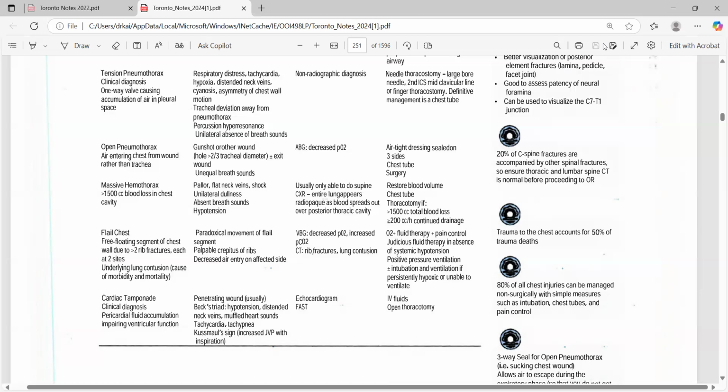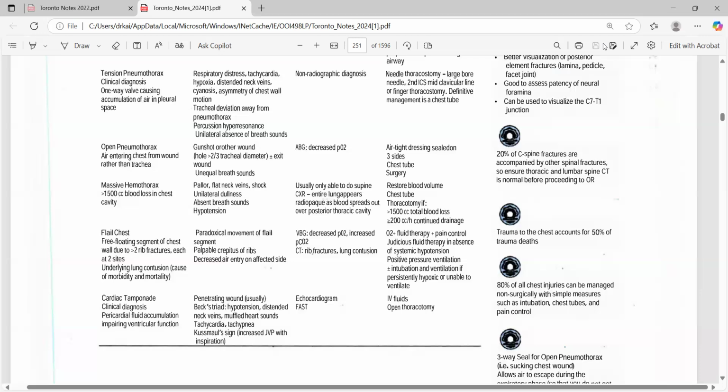Flail chest is basically a free floating segment of the chest wall due to more than 2 ribs broken. In that case, what happens is paradoxical movement of the flail chest, palpable crepitus, and decreased air entry. So what are you going to do? Venous blood gases, and at the same time, CT scan. Oxygen, fluid, pain control, that's it. In that case, we don't need to do anything if there is not a very significant deterioration going on.